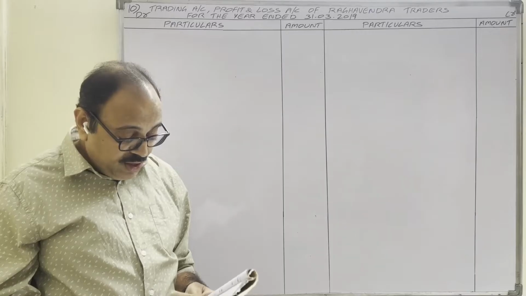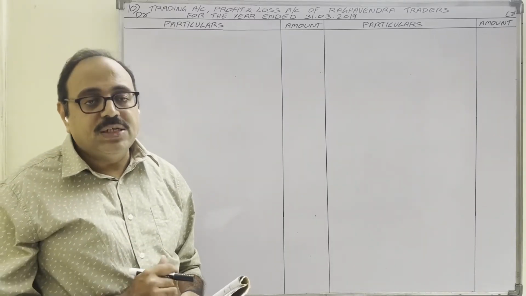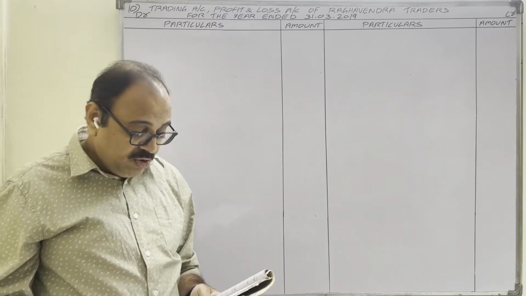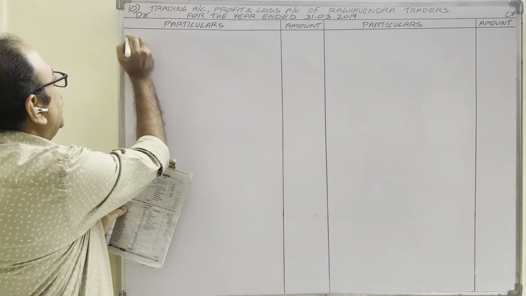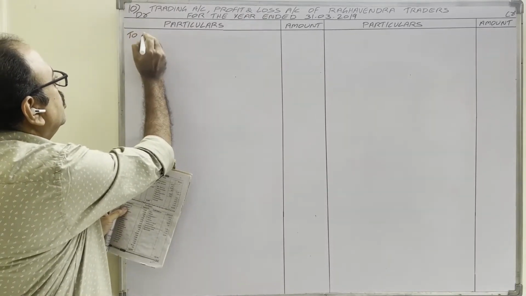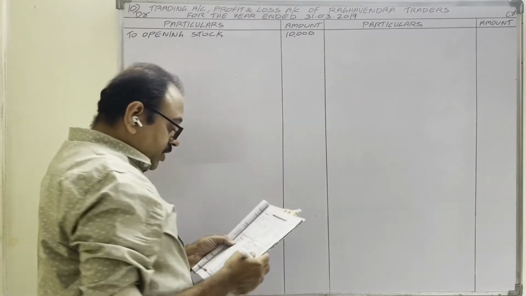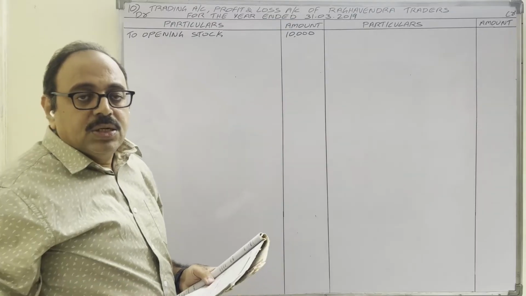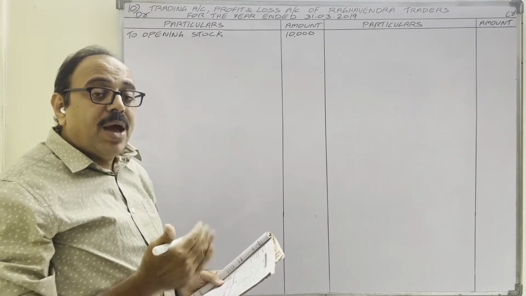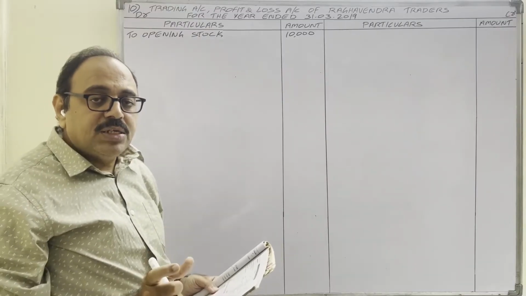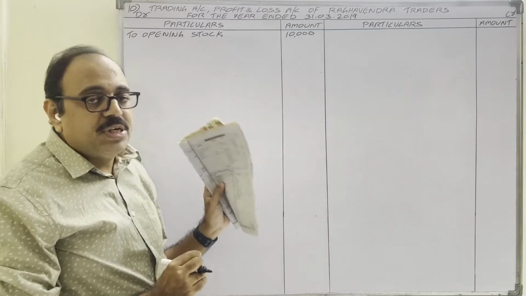See the question: first the trading account. In the trading account we start with opening stock on the debit side. In the question, opening stock of 10,000 is given. On the debit side, we start by writing 'To opening stock', amount 10,000 rupees. Next, purchases. Purchases means raw material we buy, and after purchase we manufacture. So purchase expenditure is still manufacturing, and it comes under direct expenditure, trading account debit side.